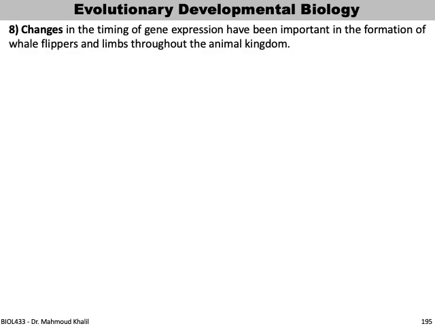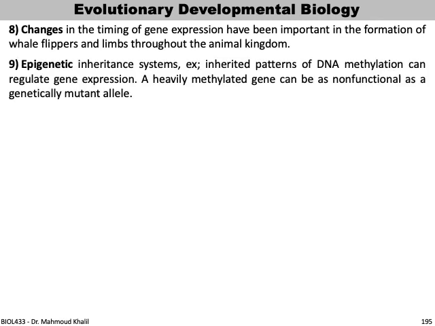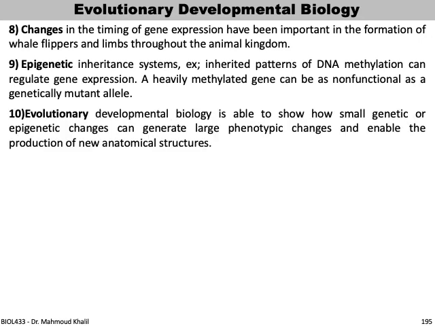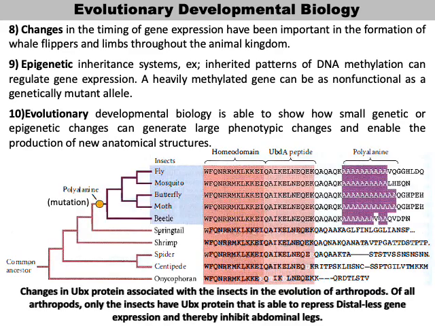Changes in the timing of gene expression have been important in the formation of whale flippers and limbs throughout the animal kingdom. Epigenetic inheritance systems, for example, include inherited patterns of DNA methylation. So when a gene is heavily methylated, it will be switched off. It's the same as if the gene is genetically mutated because it has no function. Evolutionary developmental biology is able to show how small genetic or epigenetic changes can generate large phenotypic change and enable the production of new anatomical structures, as we can see from this figure.